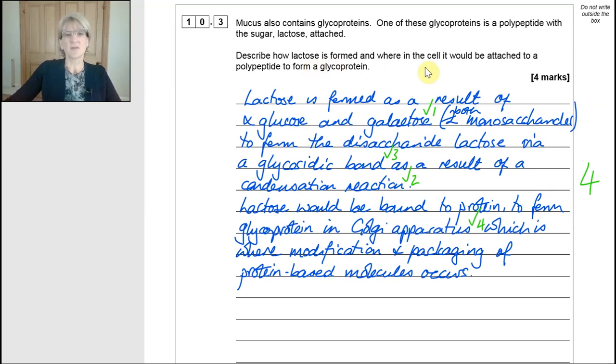And here you're asked to describe how lactose is formed and where in a cell it would be attached to a polypeptide to form a glycoprotein. There was me packing the information in here because I wasn't sure where the marks were, and put in that it got put together in the Golgi apparatus because this is where modification and packaging of protein molecules occurs.